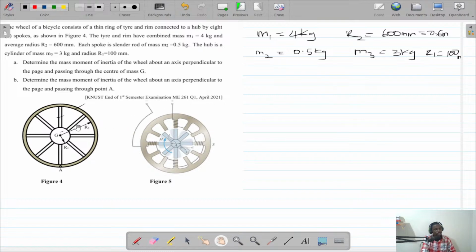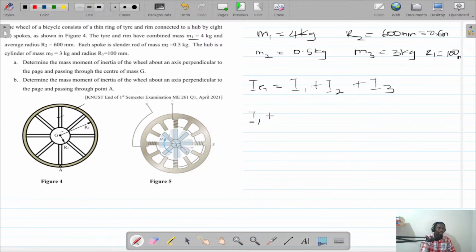So let's move on. We have 8 spokes, the rim, and the cylinder. We are looking for the moment of inertia about the center, and when we finish, we find the moment of inertia about the point A. So IG will be equal to I1, the mass moment of inertia of the rim plus the tire, plus I2, the moment of inertia of the spokes, plus I3, that of the hub.